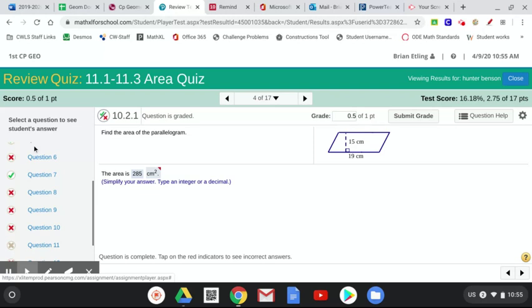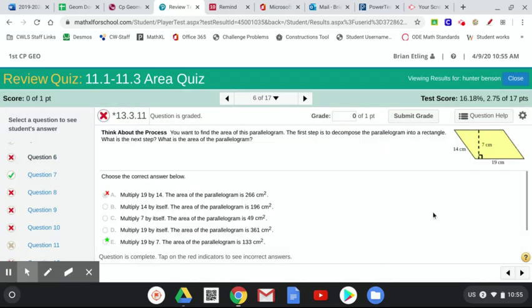Let's go to question number 6. For this one, 19 is your base, 7 is your height. The area is base times height, so it's just 19 times 7. A parallelogram is base times height, not base times the other side. It's the height, which goes from the bottom to the top, and it's going to form a right angle. Anytime you see a right angle in a figure, it's probably going to be the height of that figure.